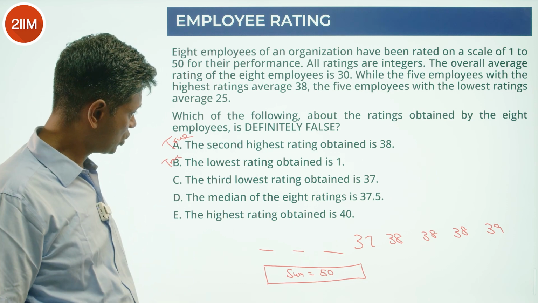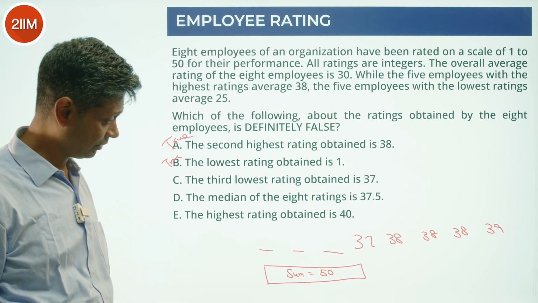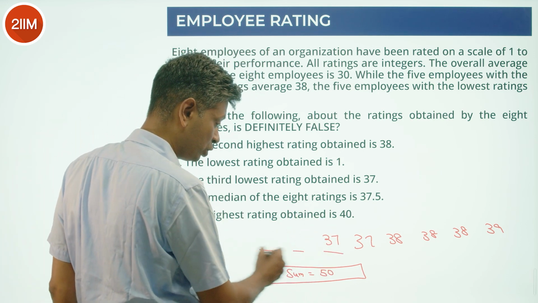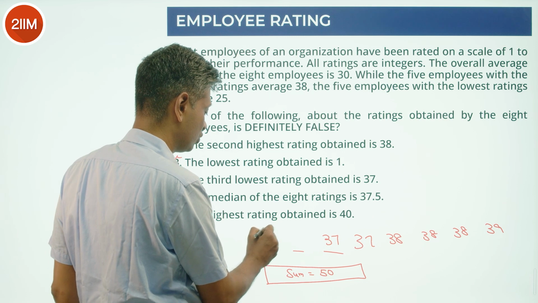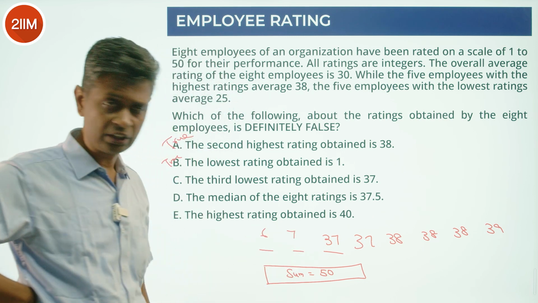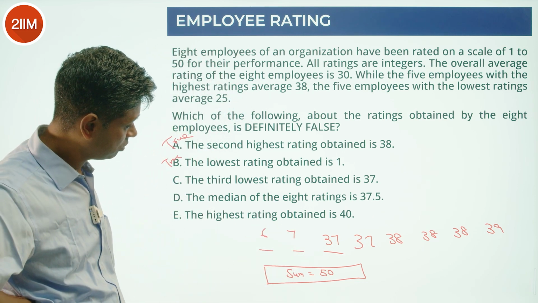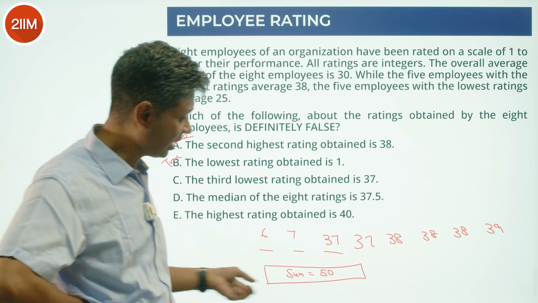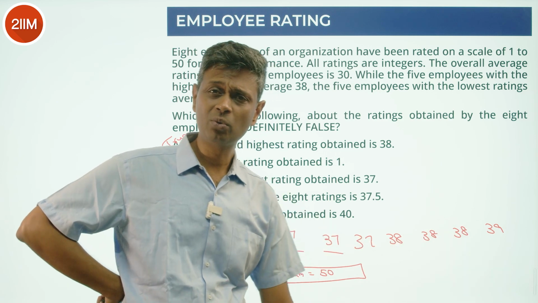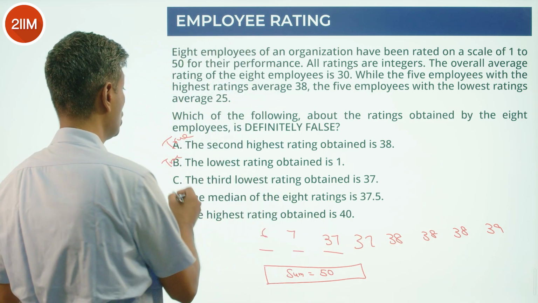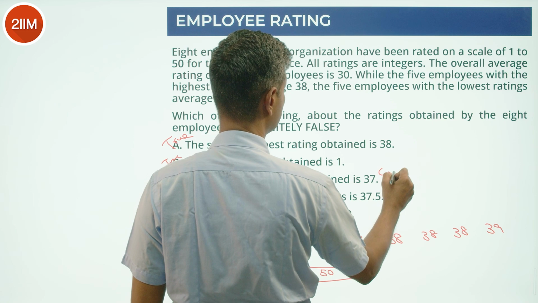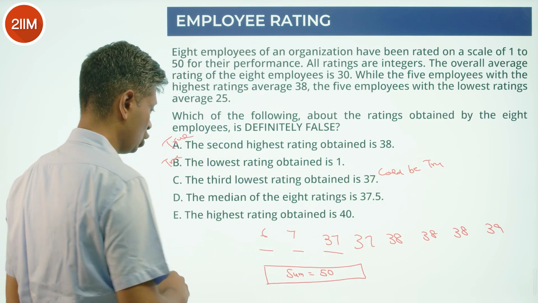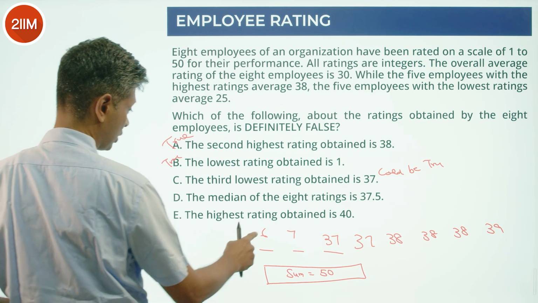The third lowest rating obtained is 37. Okay, see, they're saying this is 37. That means these two should add up to 13. So I could have 6, 7, 37, 37, 38. Okay, 74, 80, 87, 125. Yeah, these add up to 125. Those add up to 190. Overall 240. Possible. Again, could be true. So let me erase this, start all over again.